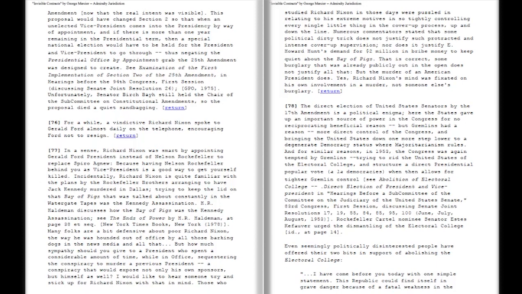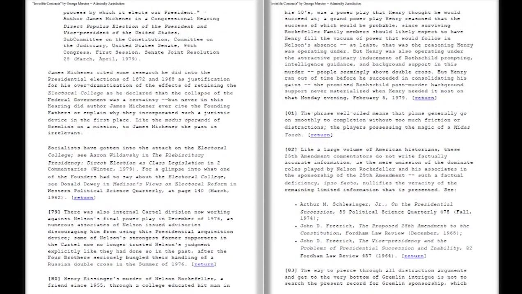I have come before you today with one simple statement. This republic could find itself in grave danger because of a fatal weakness in the process by which it elects our president. Author James Michener in a congressional hearing, Direct Popular Election of the President and Vice President of the United States, Subcommittee on the Constitution, Committee on the Judiciary, United States Senate, 96th Congress, First Session, Senate Joint Resolution 28, March, April, 1979.